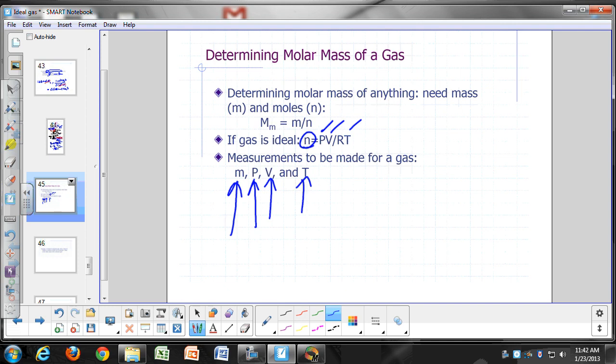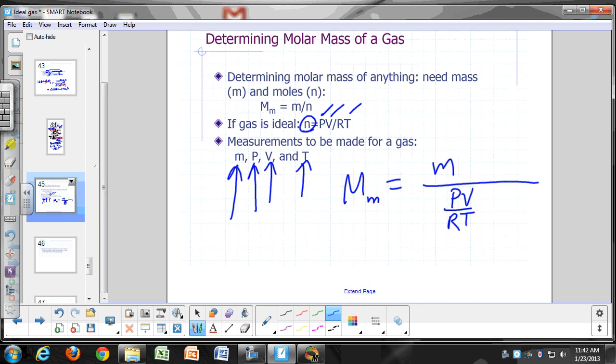So, what will be your formula? Molar mass is equal to mass divided by, what's n? PV over RT, right? So what does that give me? That's m times RT over PV. Okay, so you can use that formula.